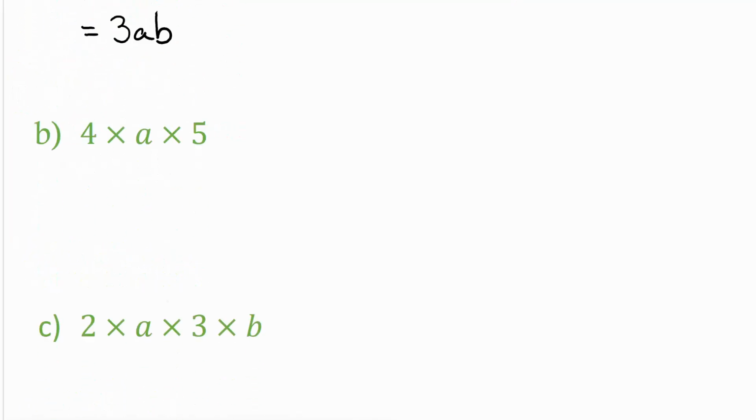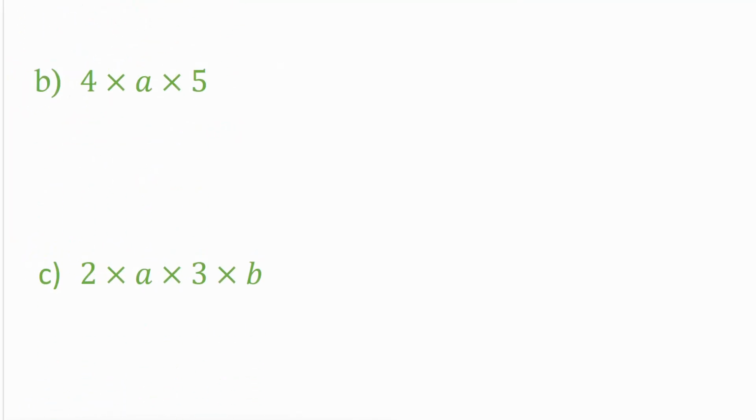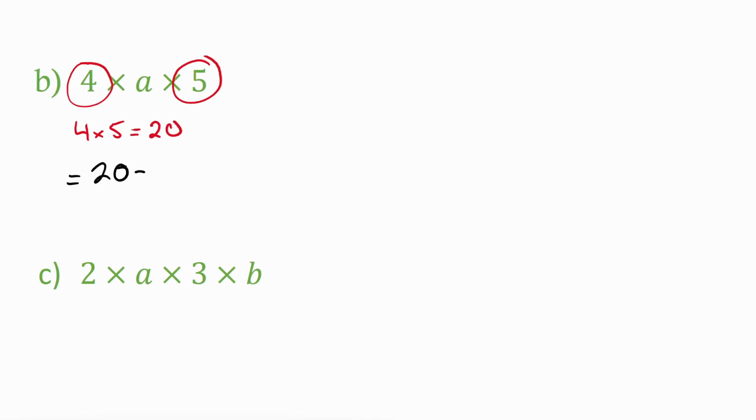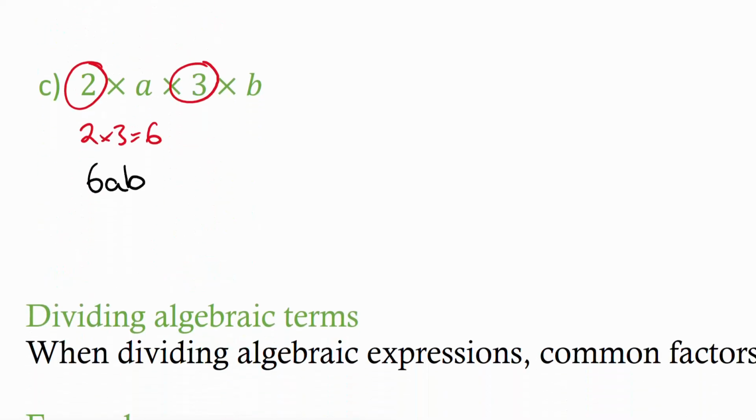Same with this one, except this time now we have two numbers. So we focus on doing this first. 4 times 5, sorry. So we get 20a. Again, down here, we have 2 and 3. 2 times 3 is 6. And now we have 6ab. So you multiply the numbers and then just remove the multiplication symbols.